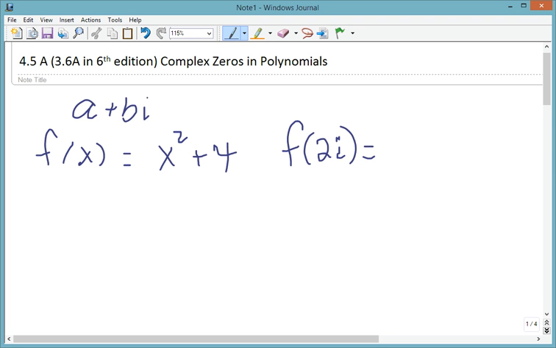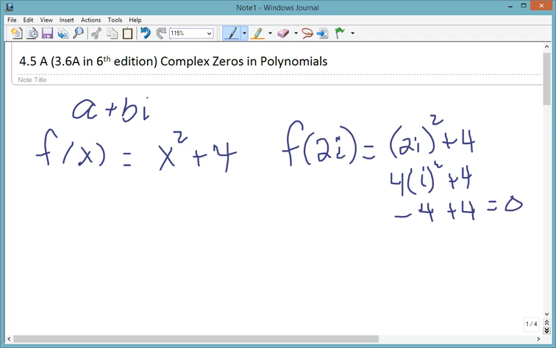Okay? So let's plug in 2i into this function f of x. That means I've got 2i squared plus 4. So 2 squared is 4, and i squared is -1, if you remember. So that would be -4 plus 4, and sure enough, it equals 0. Okay, that's a way of saying then that 2i is a 0.